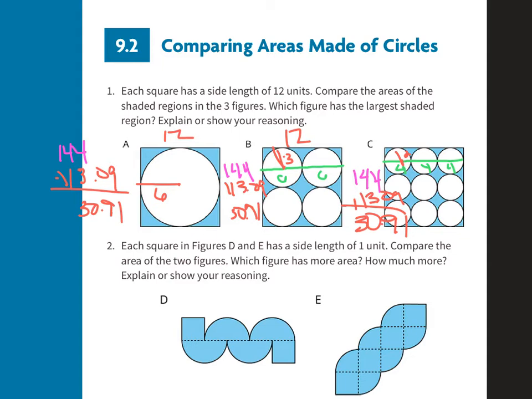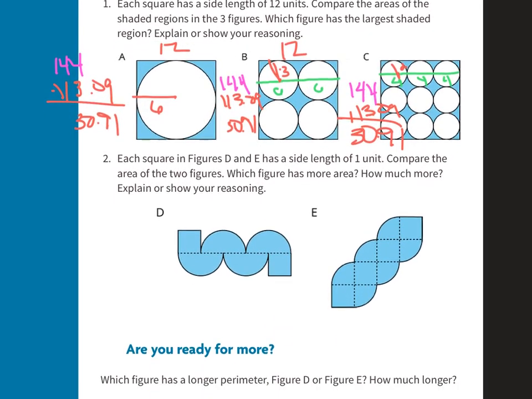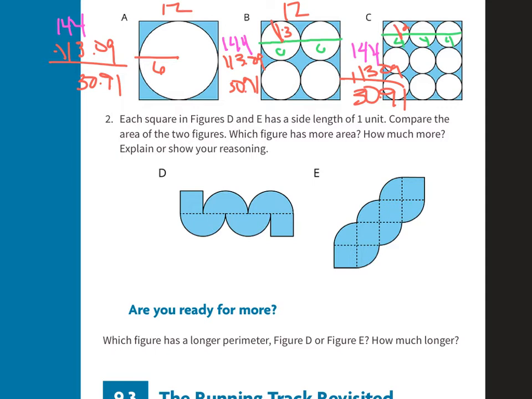Okay. Now if we look here at number 2, it says each square in figure D has a side length of 1. Compare the area of the two figures. Which figure has the more area? How much more? Explain or show your reasoning. Well, let's break things up. Here's 1 square. Here's 2 squares. Okay? Here's 1 half a circle, 2 half a circle, 3 half a circle, 4 half a circle. So we have 2 squares, and we have 4 half circles, or 2 full circles. So we have 2 squares and 2 circles.